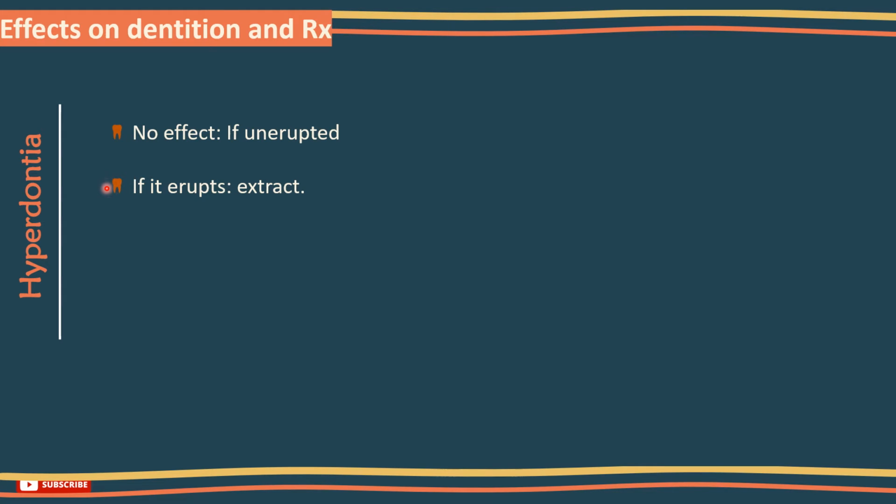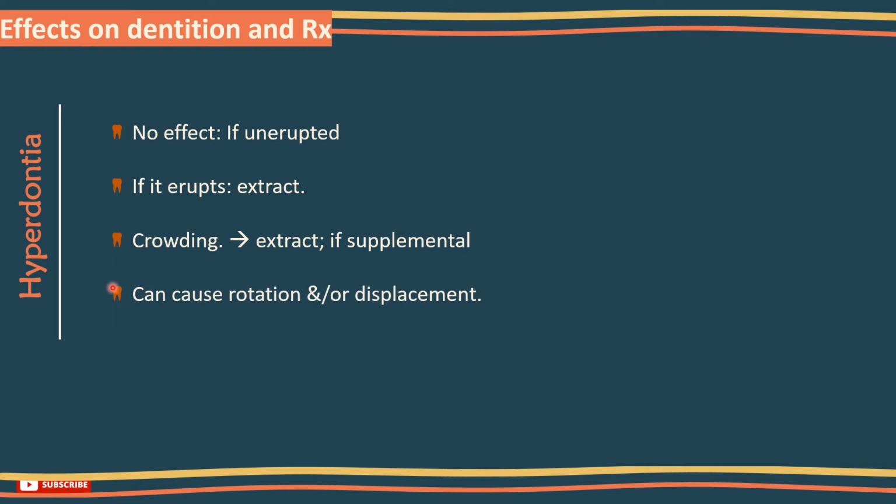In case of crowding, extract the tooth if supplemental, and in that case, extract the tooth with the worst crown or root form, or the tooth with the most displaced apex. It can cause rotational displacement. Extraction of supernumerary teeth and fixed appliances is used. But in case of displacement, there is always a tendency for relapse.